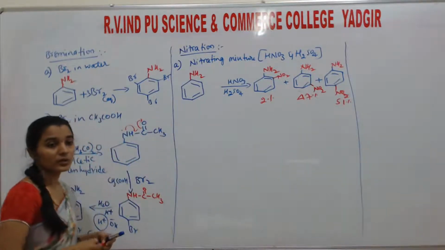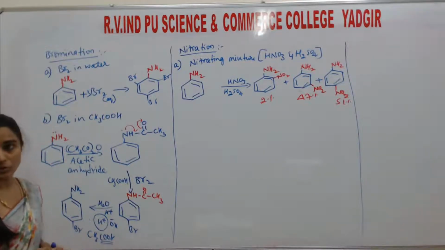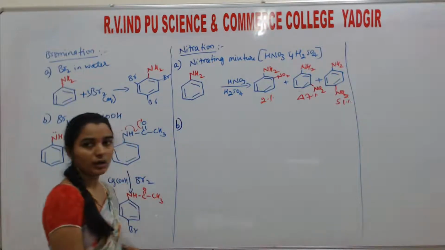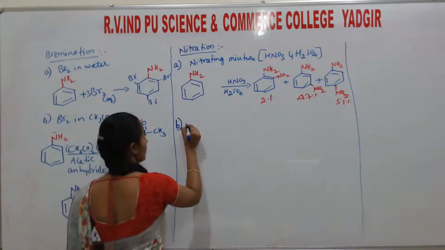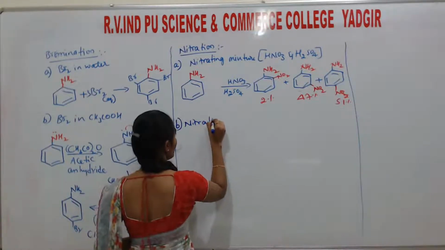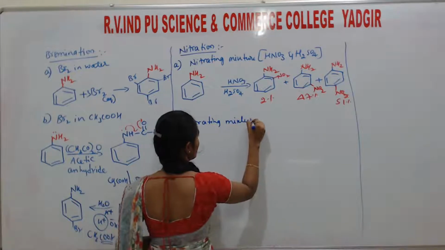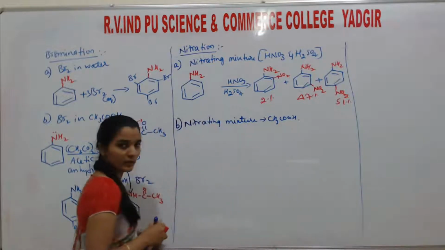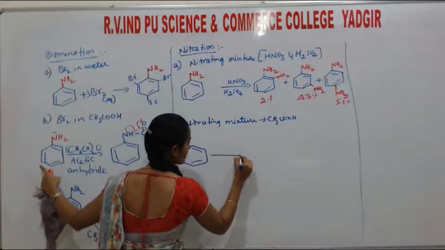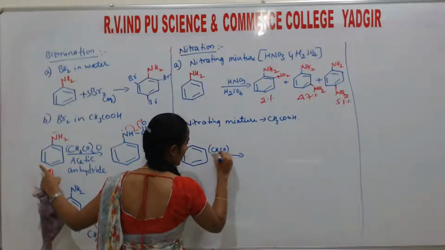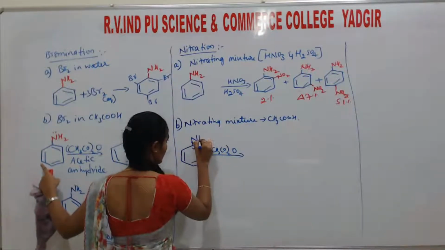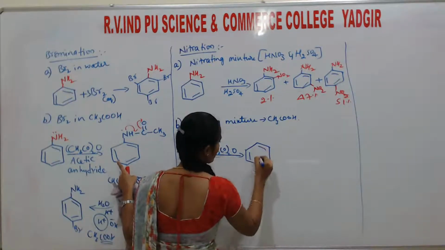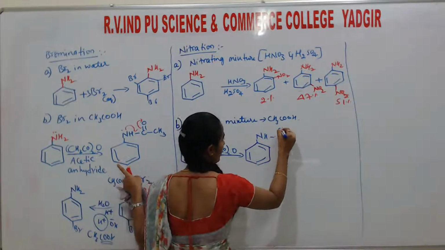So which is the major product here? Para substituted means that is stable. So we want a mono substituted product. Then we take this nitrating mixture in presence of acetic acid, reacting with acetic anhydride, then it forms this type of complex, that is NHC double bond O CH3.